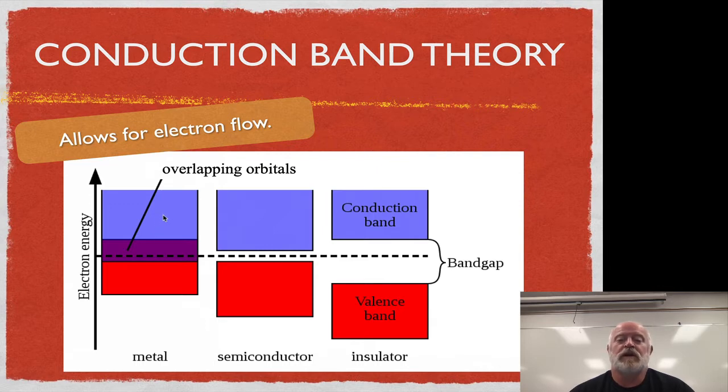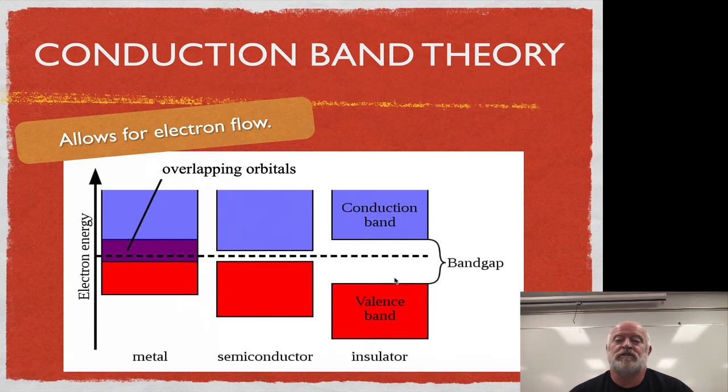If you're a semiconductor, we see there being a very, very tiny gap between the orbitals, okay? And as a result, the electrons can't just flow freely between the two orbitals, but they can jump from one side to the other if they have enough energy to make that little jump, okay?